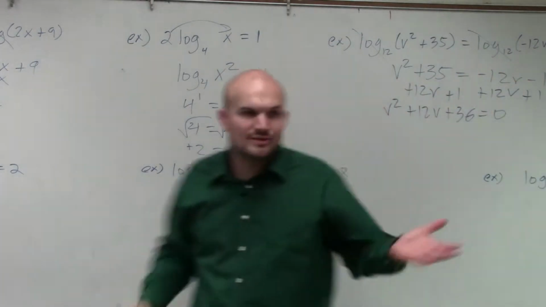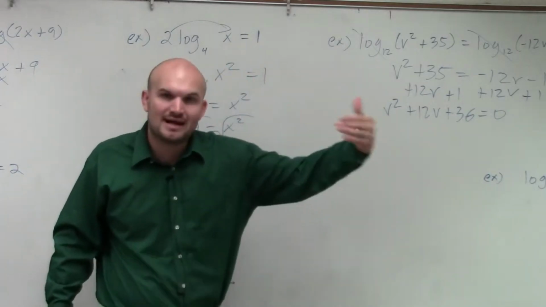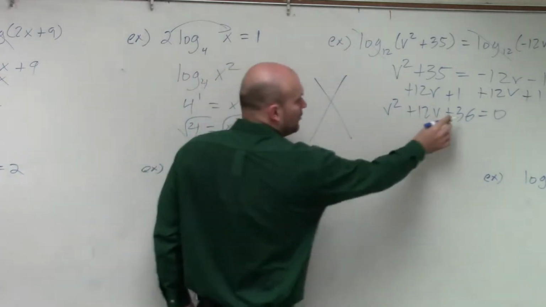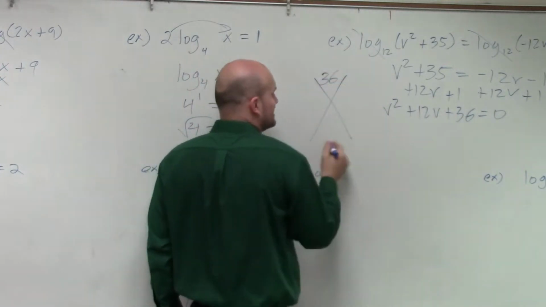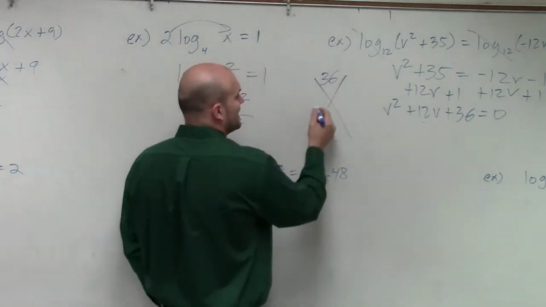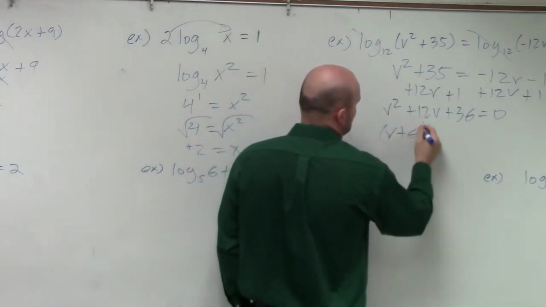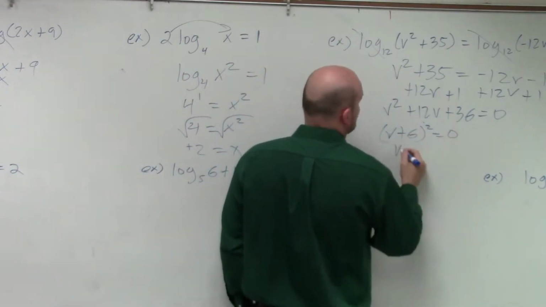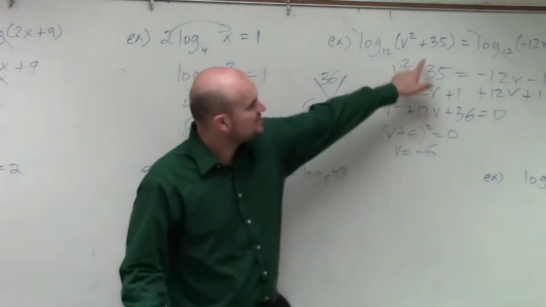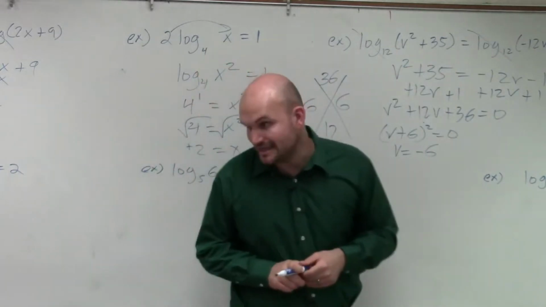Now, why would I want to do that? Because remember, the first thing we learned in solving quadratics is you had to set them equal to 0. Then, once you set them equal to 0, what two numbers multiply to give you 36 and add to give you 12? 6 and 6. So v plus 6 squared equals 0. So v equals negative 6. OK? And as you plug that in, you see that that works. So therefore, that is your answer.